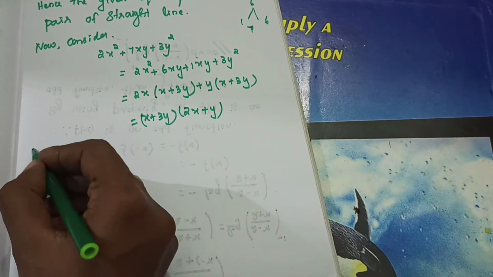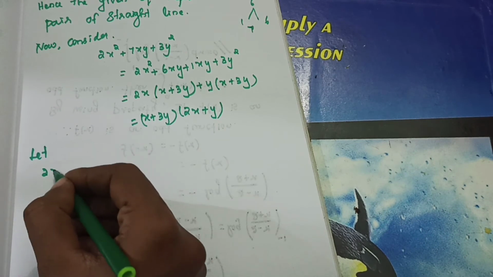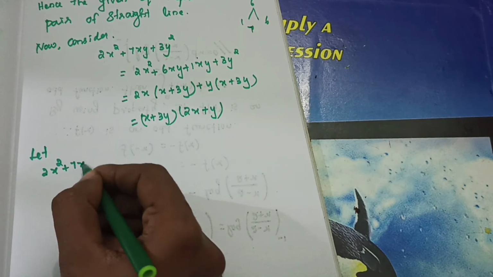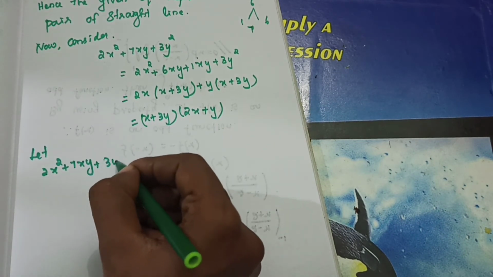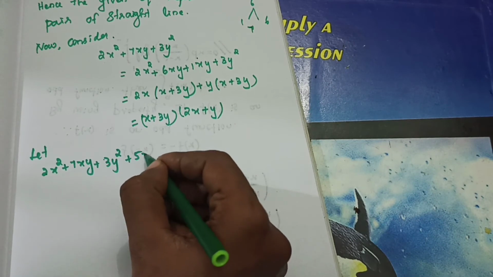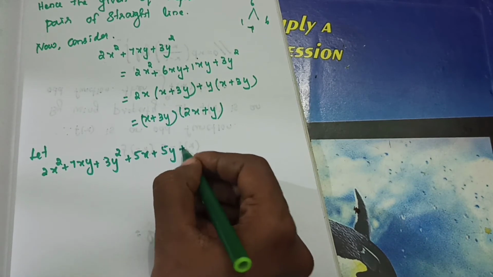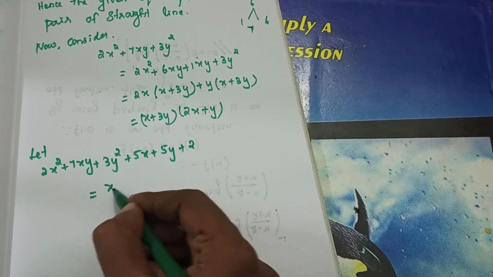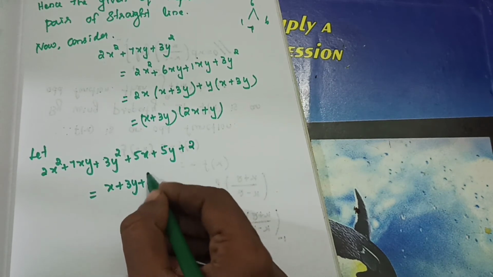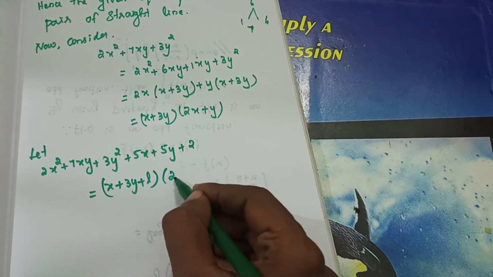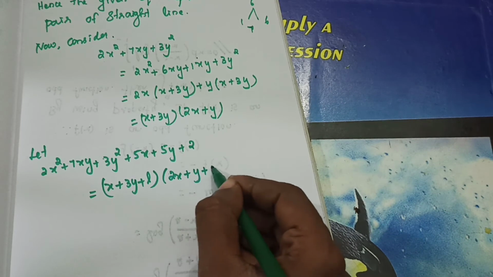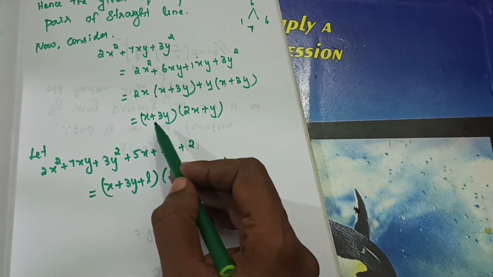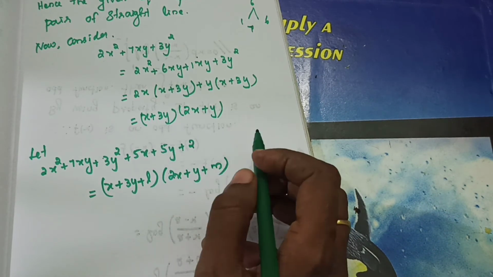Now how you need to write is, let 2x² + 7xy + 3y² + 5x + 5y + 2 be written as (x + 3y + l)(2x + y + m). Have you understood how I wrote it? So I added l to one factor, and I added m to the other.